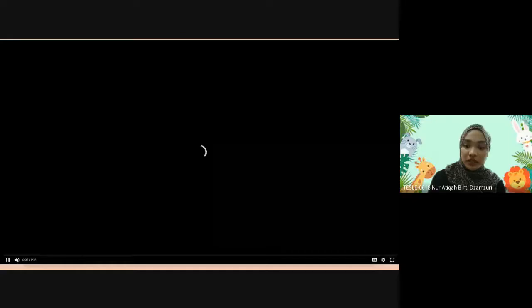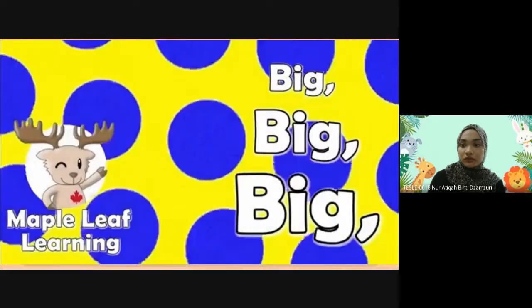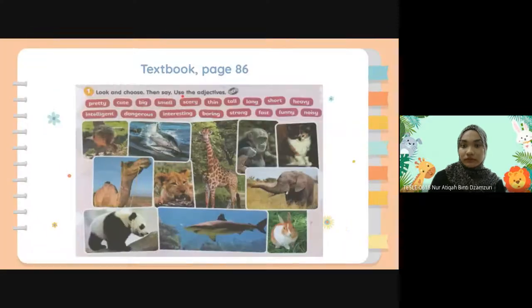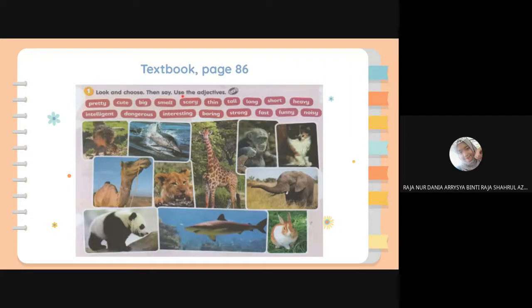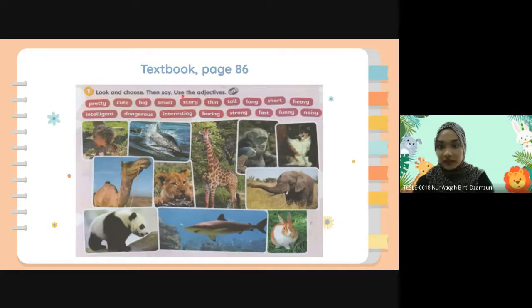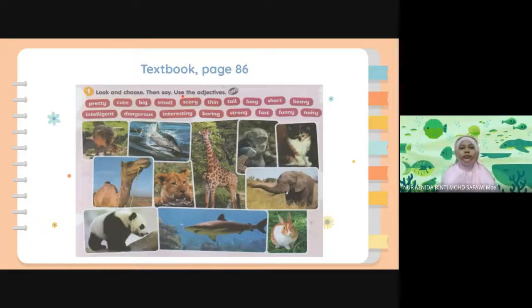Now, take out your textbook. Page 86. What is 86 in Malay? 86. Muka textbook, muka surat 86. Okay, have you done? Yeah. Dah, semua dah.